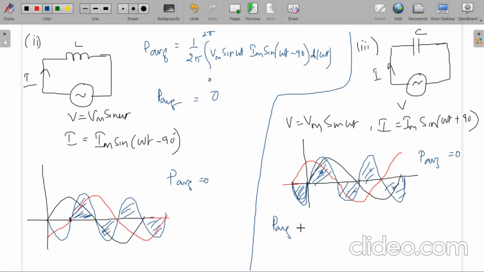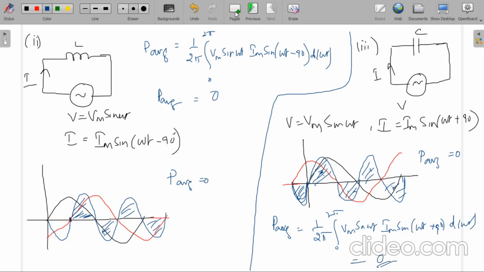Average power is 1 by 2 pi integration from 0 to 2 pi of Vm sin omega t into Im sin of (omega t plus 90 degrees) d of omega t. After solving this, you are going to get 0.